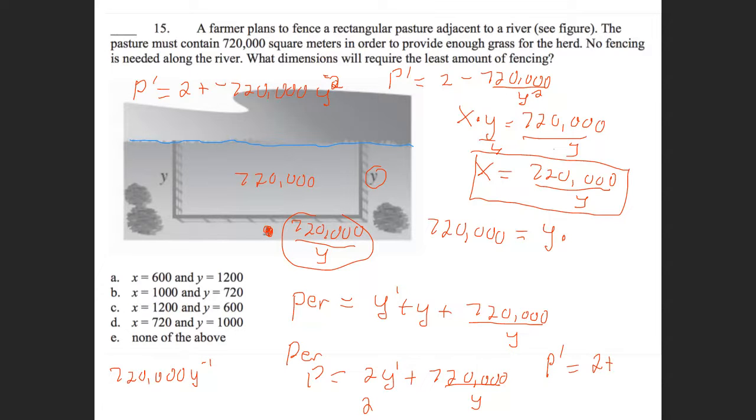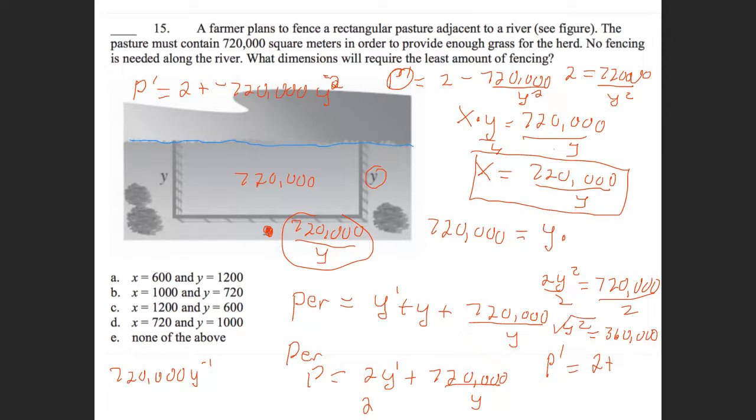Okay, so now I want to solve this. I'm going to set the derivative equal to 0 and bring the 2 over. So 2 is equal to 720,000 over y squared. Bring the y squared up, so I'm left with 2y squared is equal to 720,000. I'm going to divide through by 2. This gives me y squared is equal to, is that 360,000?